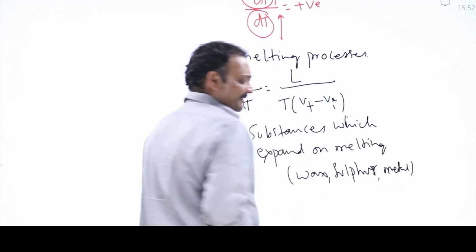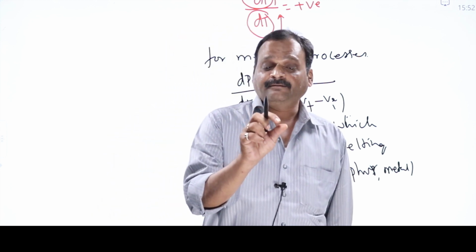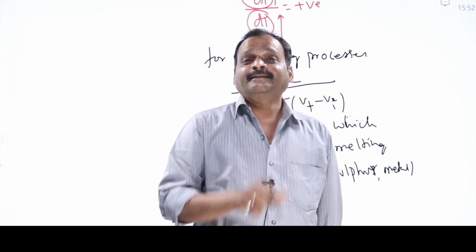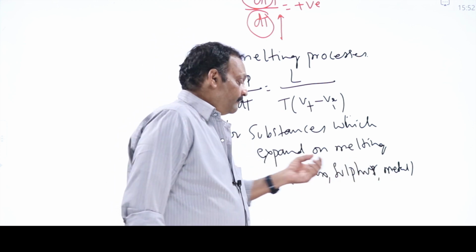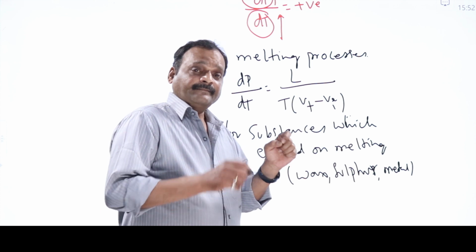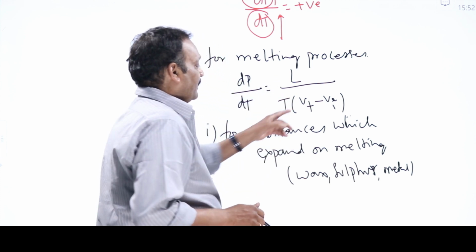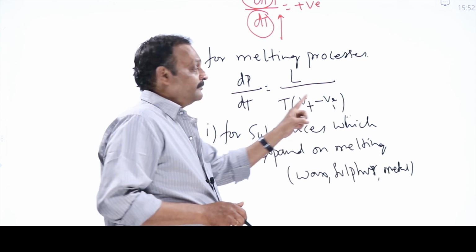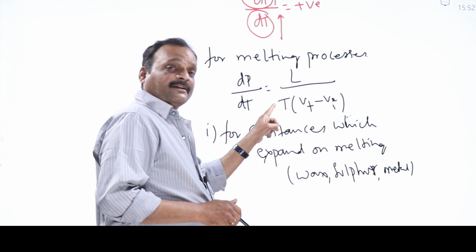When you melt a metal, its volume increases slightly. Final volume means the liquid volume. The liquid's volume is more than the solid's volume. Examples are wax, sulfur and some metals. When you melt them, their volume will be slightly more, that is, the final volume is greater than the initial volume. Vf minus Vi is positive. L is anyway positive. Absolute temperature is always positive.